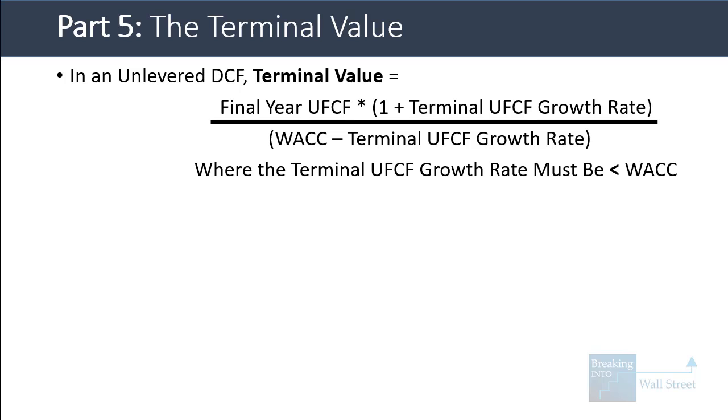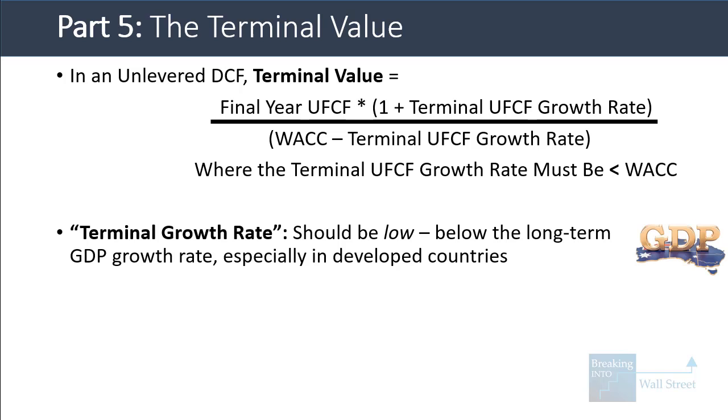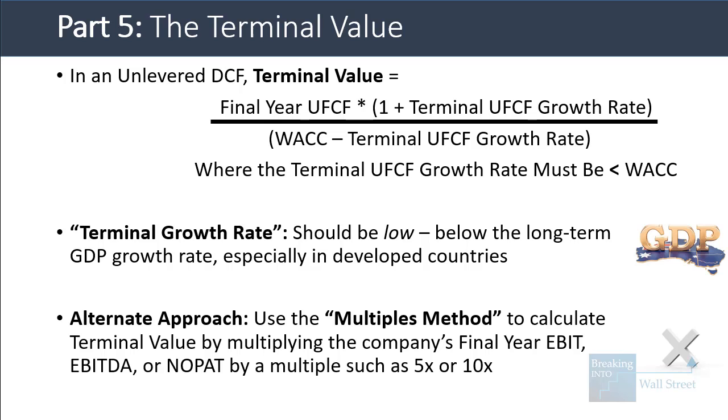And again, as always, the growth rate needs to be less than the discount rate, WACC in this case. Now, this terminal growth rate should be low, definitely below the long-term GDP growth rate, especially when you're working in developed countries. You could also calculate it with the multiples method, where you take the company's final year EBIT, EBITDA, or NOPAT, and you multiply by 5x or 10x or whatever multiple is in line with the public comps. Let's go in and see examples of both these right now.